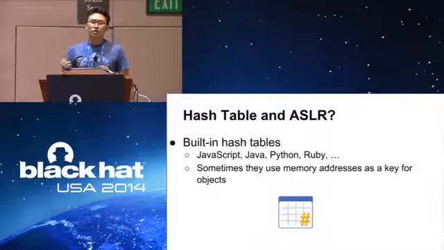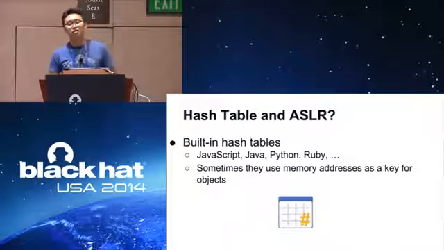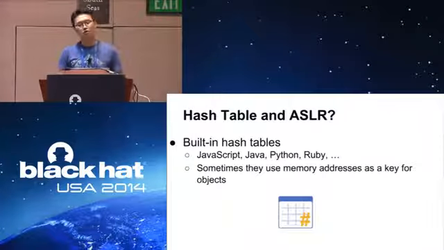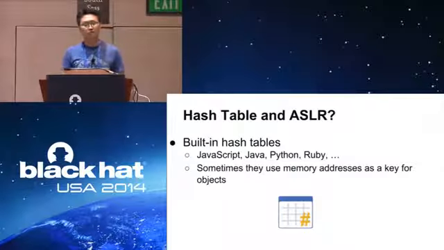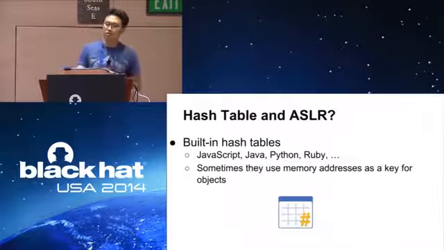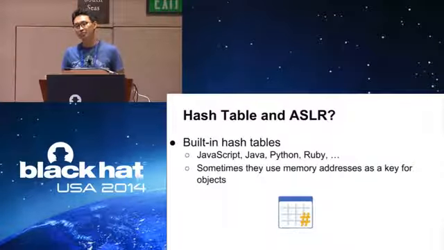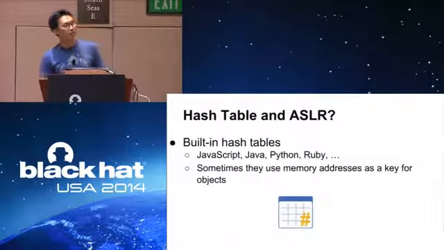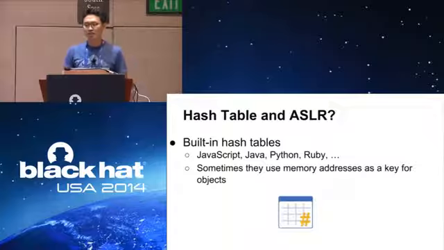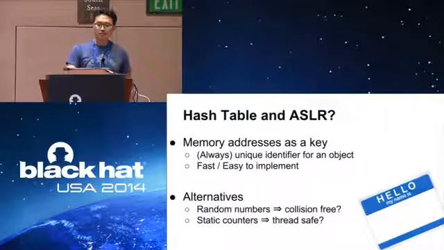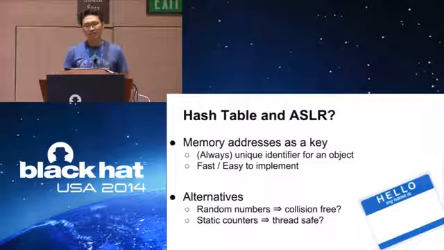So I talked about the hash table, but you may wonder how it is related to ASLR. Let me talk about the built-in hash tables. Many languages like JavaScript, Java, Python, Ruby all implement hash tables. Though Python calls the hash table a dictionary, the underlying implementation is pretty much the same as a hash table. And sometimes they use memory addresses as a key for certain objects. So you may wonder what this means. What is this? Memory addresses as a key.